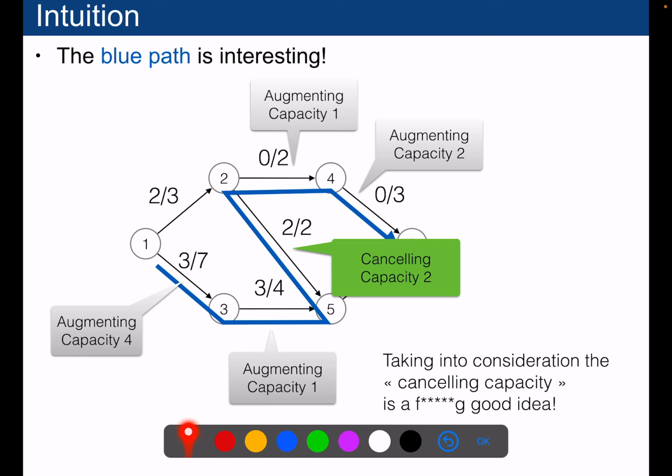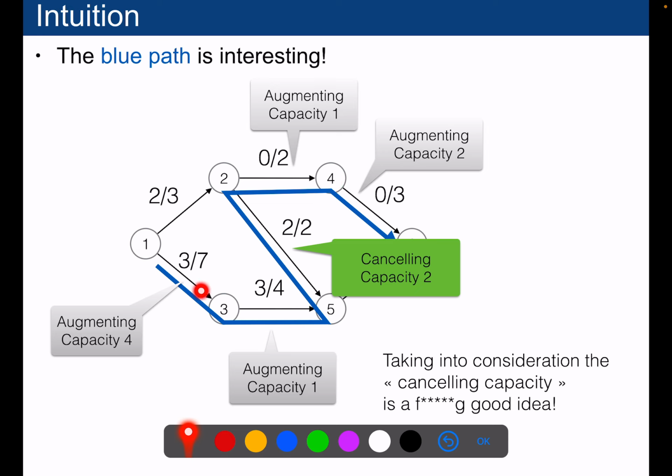Let's consider also the idea of canceling a flow. So here, for instance, it's fine. I can push a little bit more flow on that edge because it's not yet saturated. I can clearly increase the flow on that one. On that one, I could increase it by 1 as well. But here you see that I also have some residual capacity.